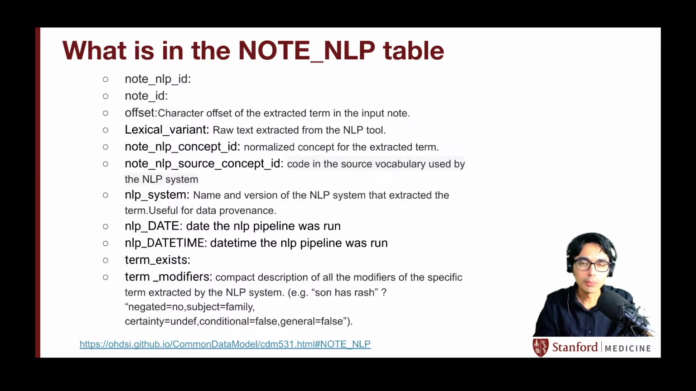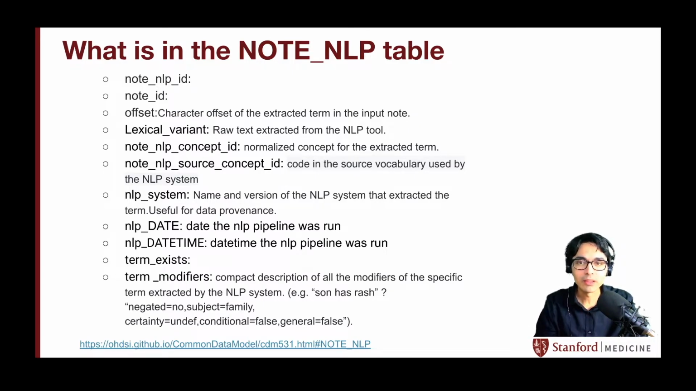Right now in the STARR OMOP, this column is not populated. Lexical variant is the exact string match of the concept we found. The node NLP concept ID and the node NLP source concept ID are the concepts that are actually found. The NLP system is the name of the NLP system we are using. In this case, it's called TextU2. NLP date time is just the time when this pipeline was run. It has nothing to do with when this concept occurs. To know the day when this concept occurs, you need to refer to the node linked by the node ID.